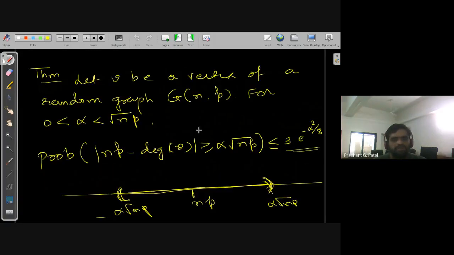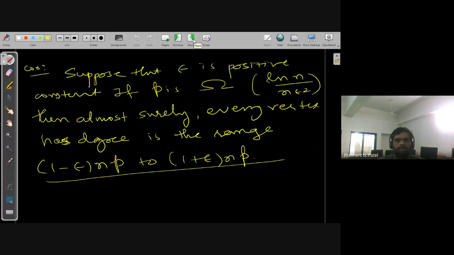And then we saw this result, which tells you that the degree of a vertex v, beyond its expected value np by more than this amount, has a probability that goes to 0. This theorem is saying that the degree of any vertex v in the G(n,p) graph model lies in this range.